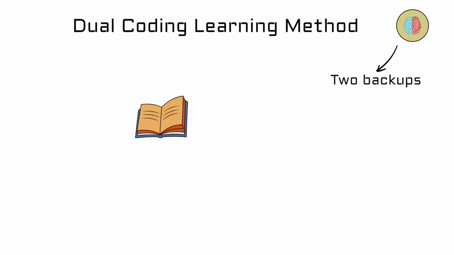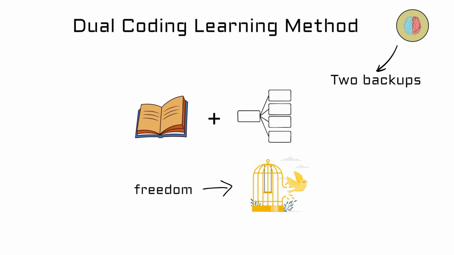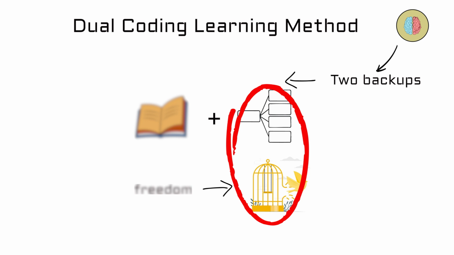For example, while reading, draw mind maps or little diagrams. Use symbols and images to remember abstract concepts, so even if you forget the words one day, you still have the images as clues to help you recall. It's like having a cloud backup when your hard drive crashes.